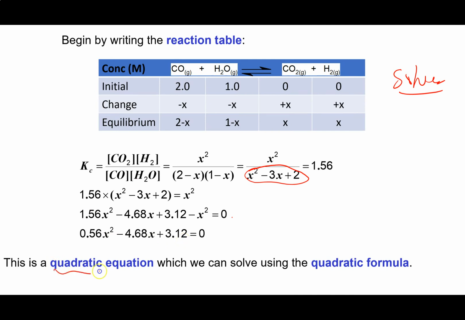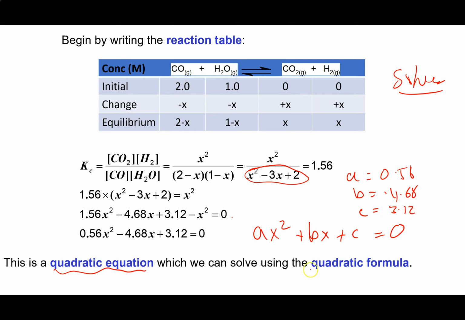You can see that this is a quadratic equation of the form ax squared plus bx plus c equals 0, where a equals 0.56, b equals minus 4.68, and c equals 3.12. So if we have a quadratic expression, we can use the quadratic formula to solve for what x is. As I pointed out, everything is done if you know how to use the solver. Once you get to that point, you don't need to do this.